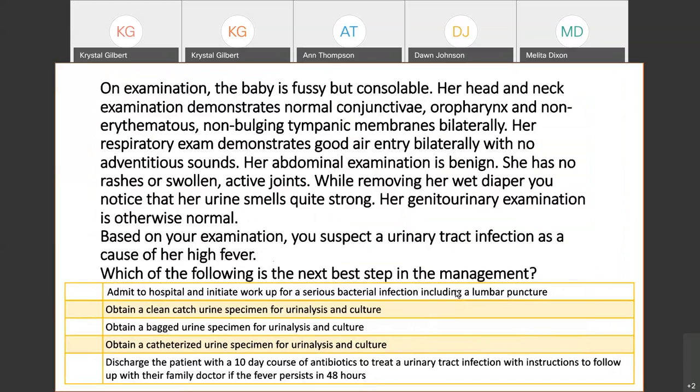Baby is fussy but consolable. Her head and neck examination demonstrates normal conjunctiva, oropharynx, and non-erythematous, non-bulging tympanic membranes bilaterally. Respiratory exam is good, no adventitious sounds, abdomen is benign, no rashes or swollen, active joints. Removing her wet diaper, you notice urine smell is quite strong. GU examination is otherwise normal. Based on your examination, you suspect a UTI because of her high fever. Which is the best next step? So you suspect it. What do you need?